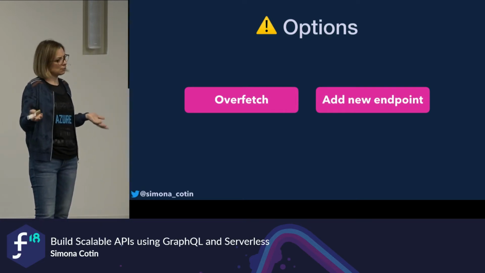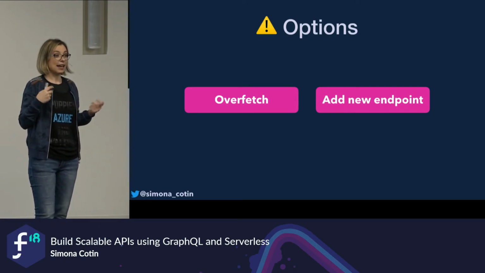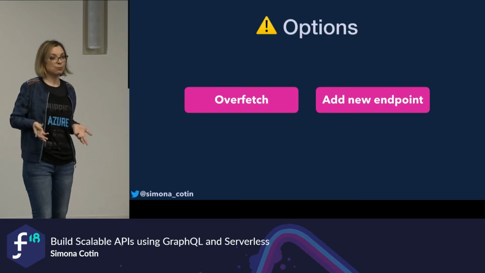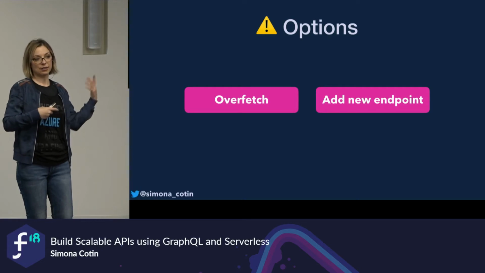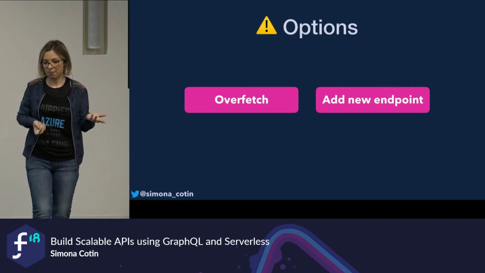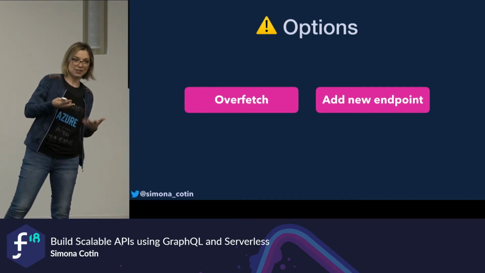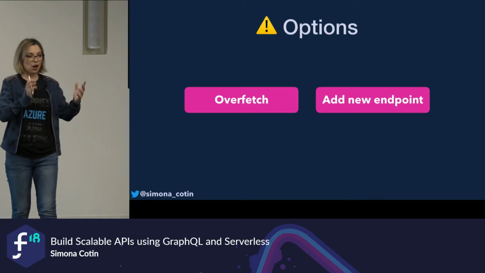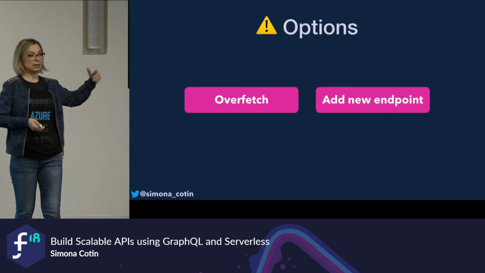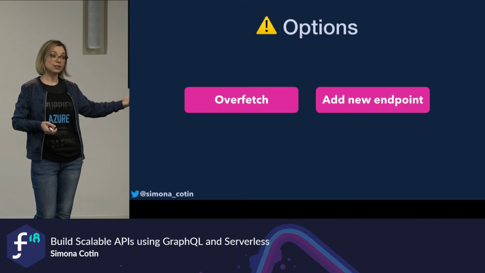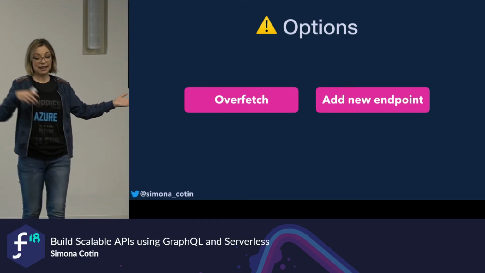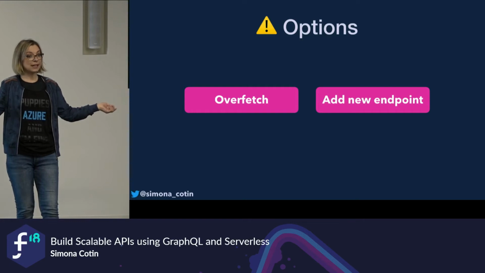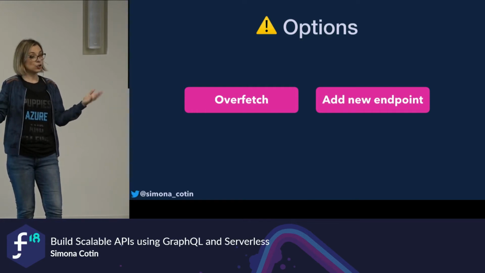The other option that we have is adding a new endpoint. So creating a new endpoint that only returns the number of events that are suggested for a certain user. None of these two options is ideal. Overfetching, as I mentioned, basically means that we are sending more data to a client that they don't need. And adding a new endpoint means that we have to get at least two teams together.